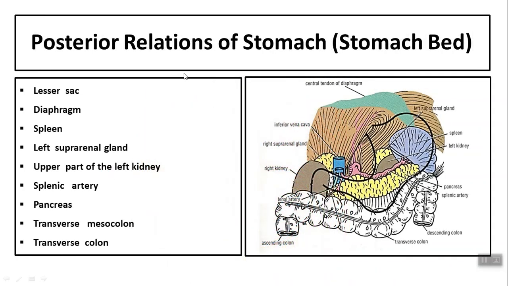So the posterior relations of the stomach are first of all the lesser sac space, the diaphragm, spleen, left suprarenal gland, upper part of the left kidney, splenic artery that runs on the upper border of the pancreas, transverse mesocolon, and the transverse colon. All these are the structures posterior to the stomach, and together they are called the stomach bed.